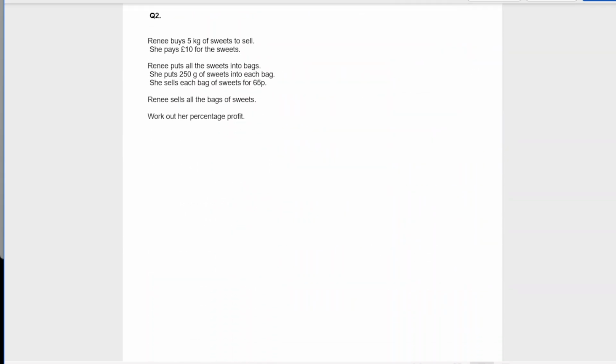Question 2. Renee buys 5 kilograms of sweets to sell. She pays £10 for the sweets. Renee puts all the sweets into bags, 250 grams of sweets in each bag. She sells each bag of sweets for 65 pence. Renee sells all the bags of sweets. Calculate her percentage profit. There's a number of ways that we can go about this.